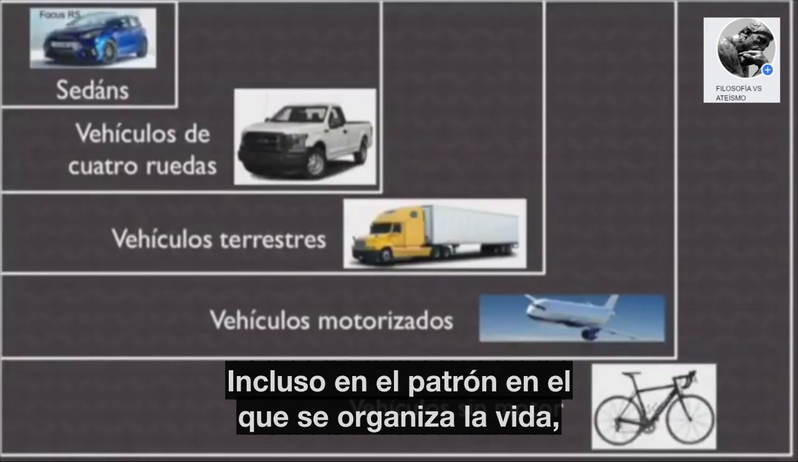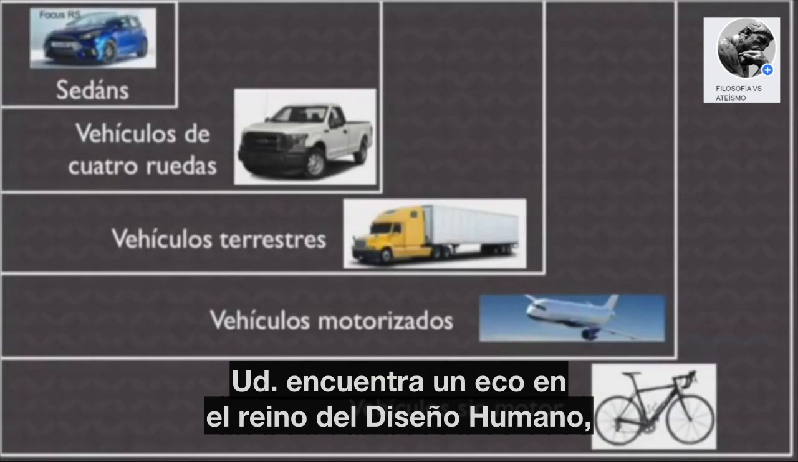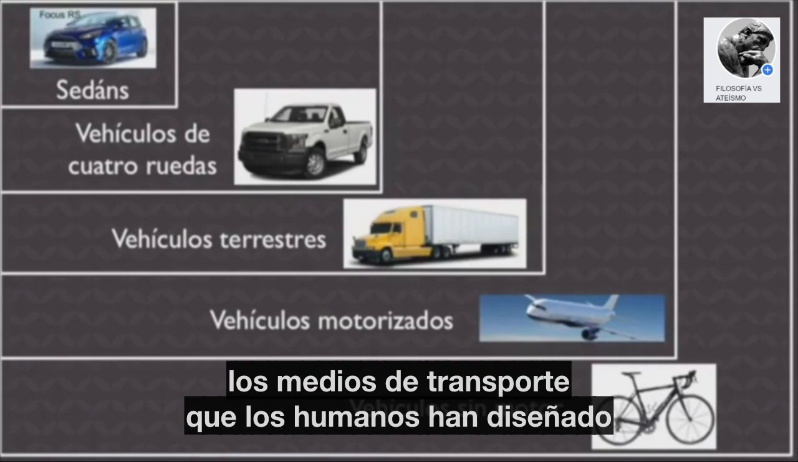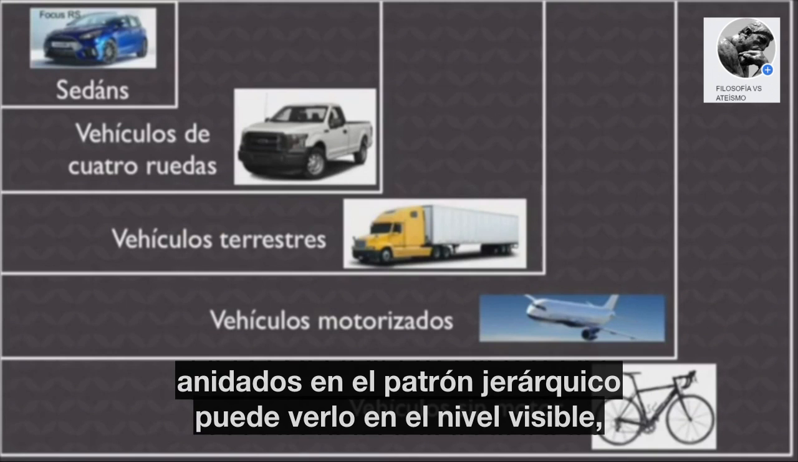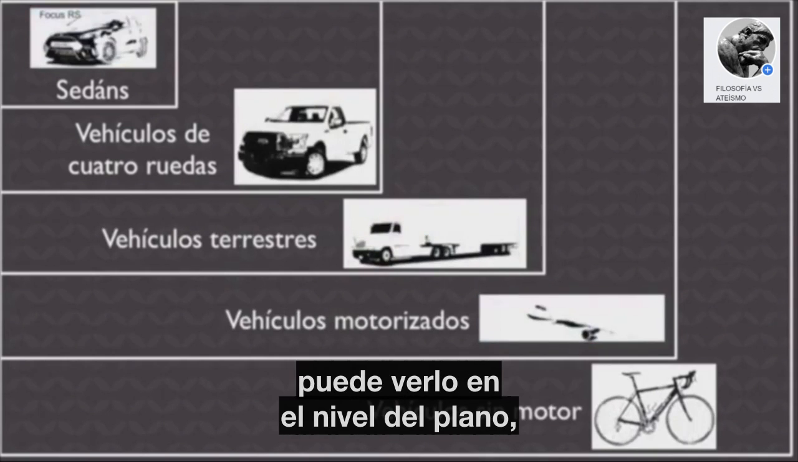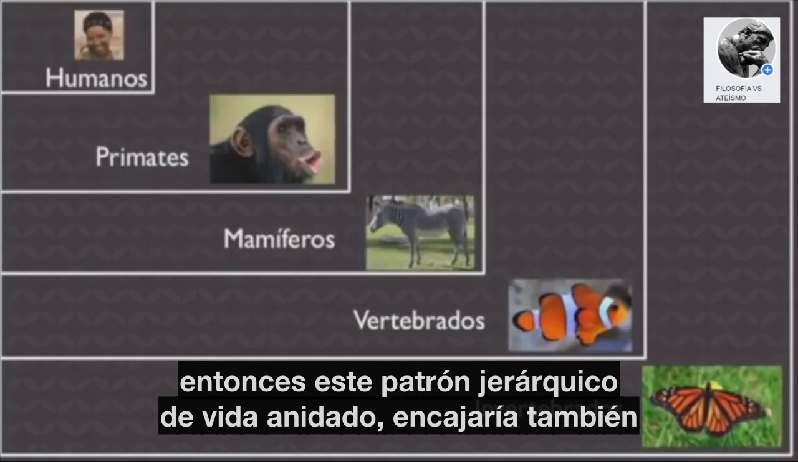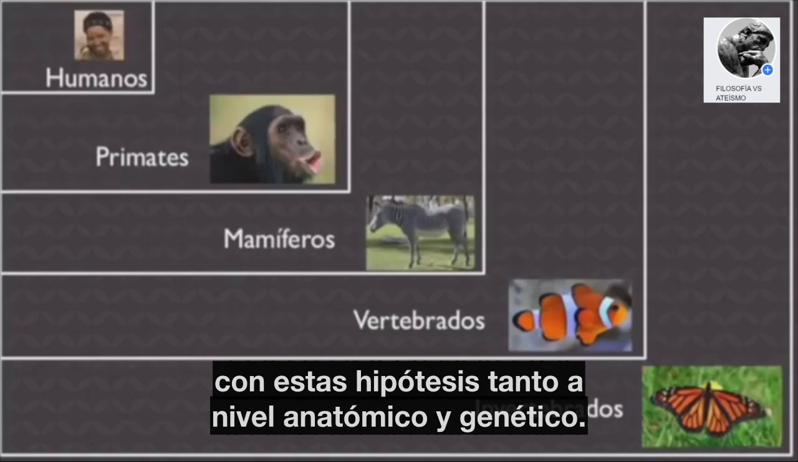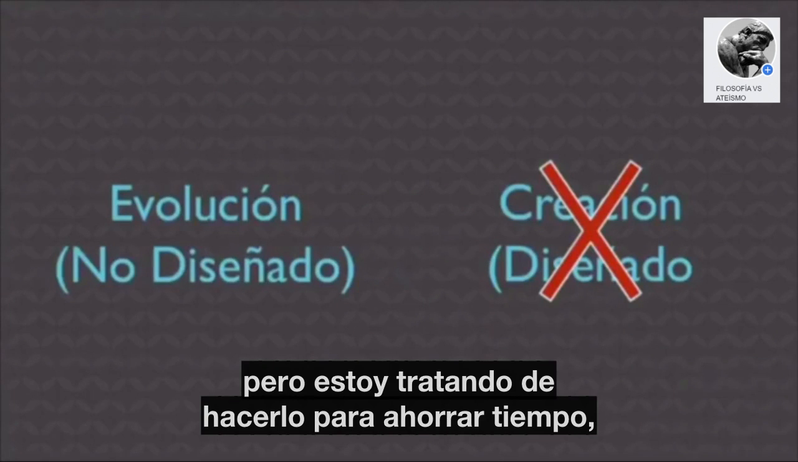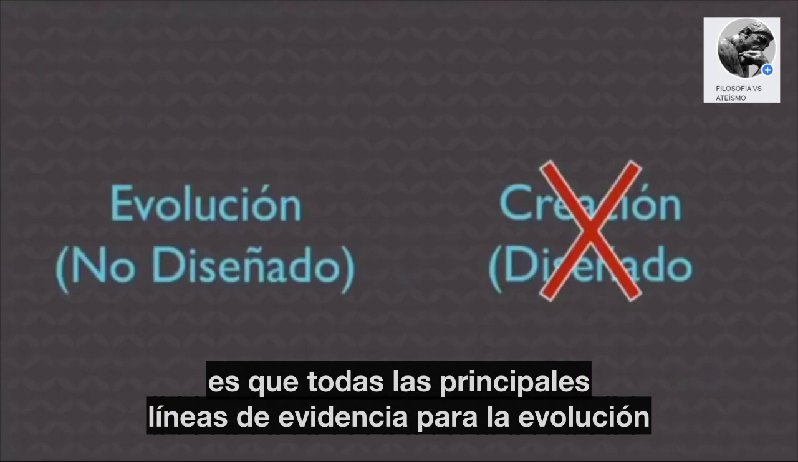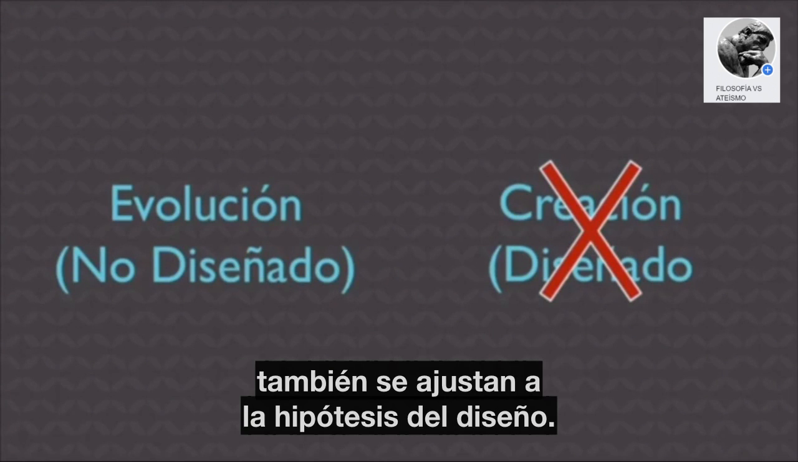Even the pattern in which life is organized, you find an echo in the human design realm. For whatever reason, the means of transportation that humans have designed naturally fall in a groups within groups, nested hierarchical pattern. You can see it at the visible level, you can see it at the blueprint level. So this nested hierarchical pattern of life would fit these hypotheses as well, both at the anatomical and genetic level. So my point here, and we could spend much more time on this, but I'm moving through it for the sake of time, is that all the major lines of evidence for evolution also fit the design hypothesis.